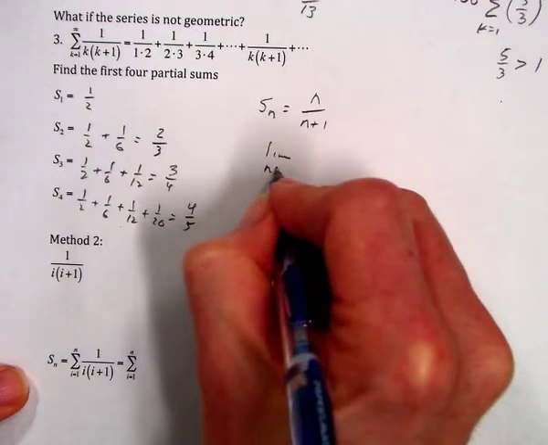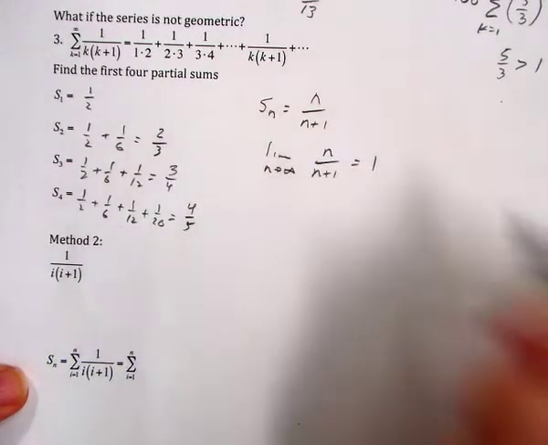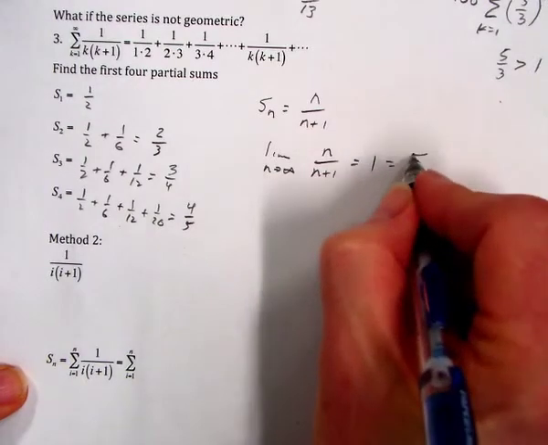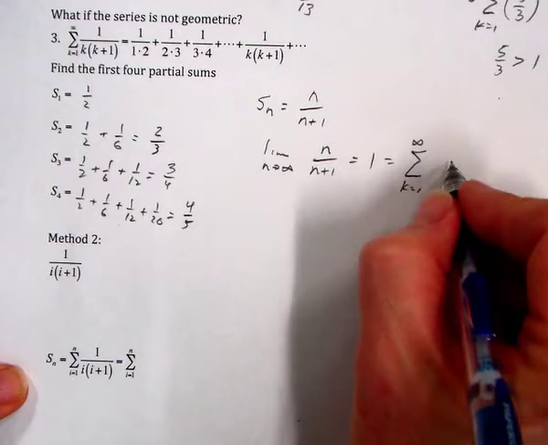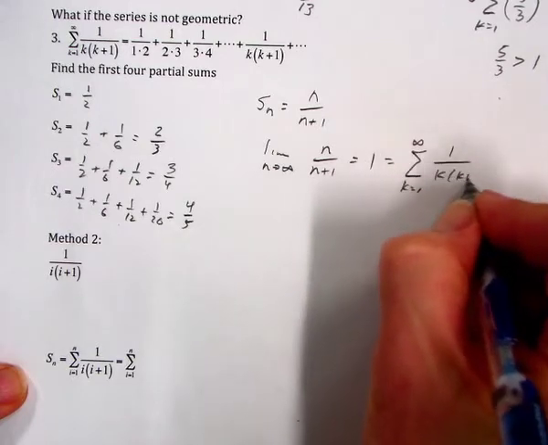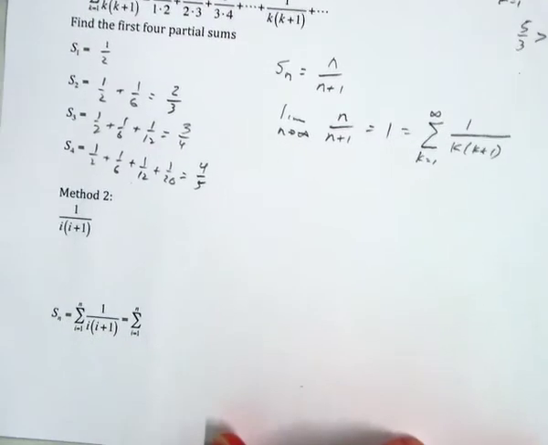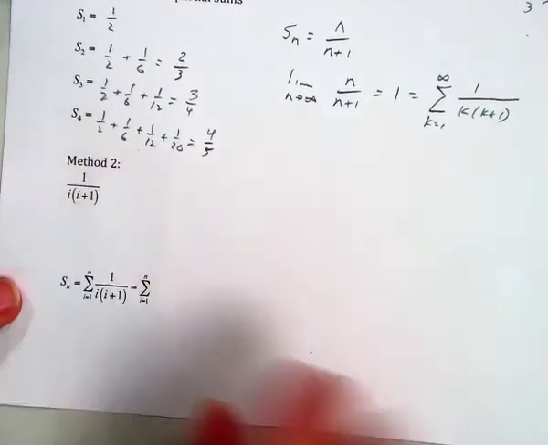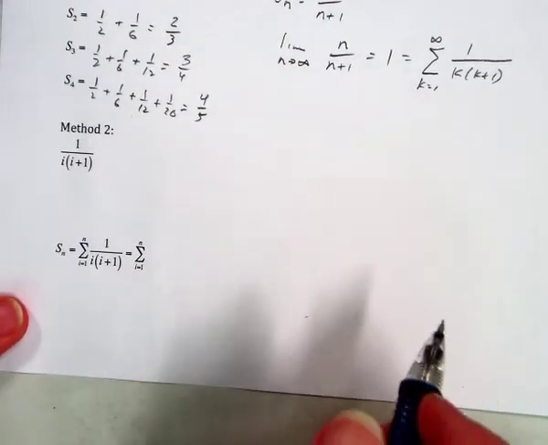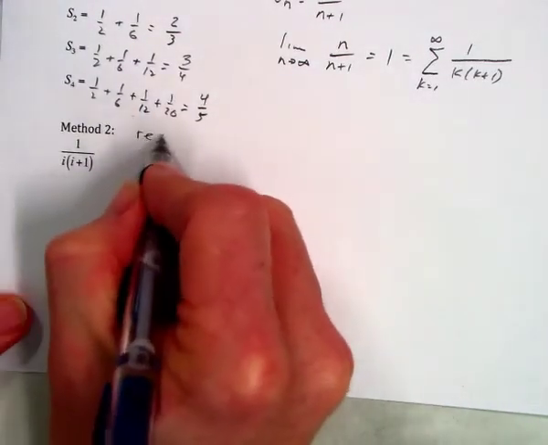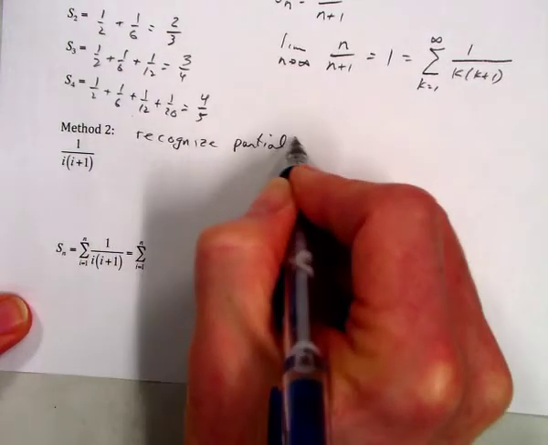Let's look at the limit as n goes to infinity of n over n plus 1, and that's going to equal 1. So that is the sum of this series. That's one way to do it. Another way to do it is to recognize that we've seen this type of thing before. That is something where we could use partial fractions.